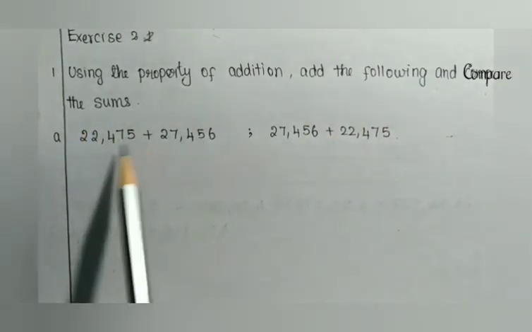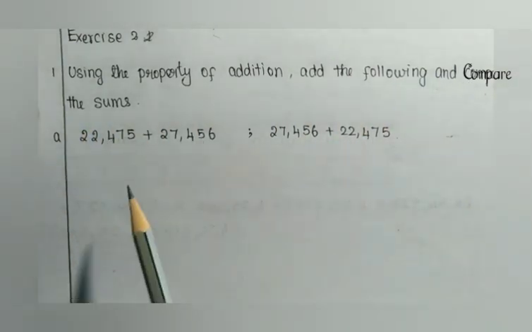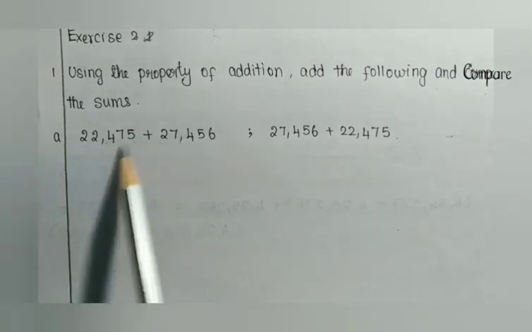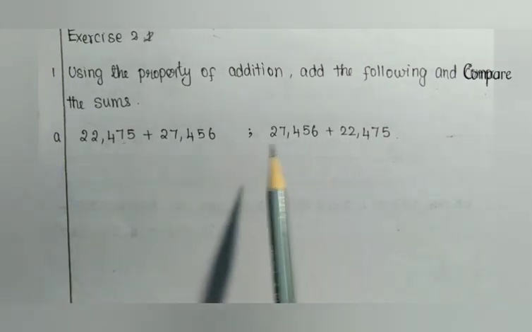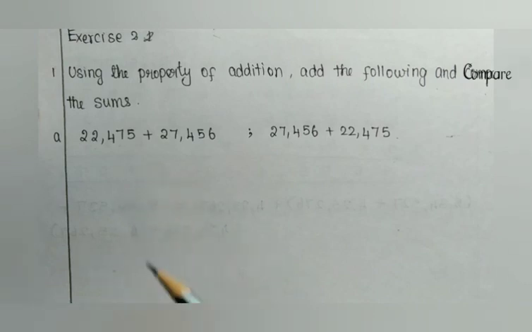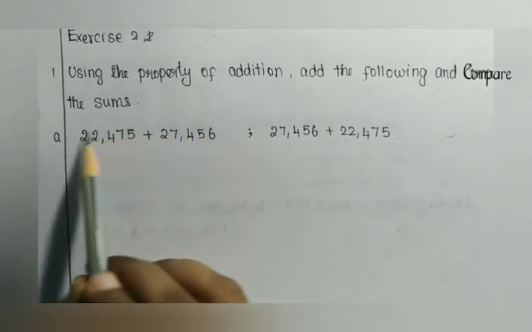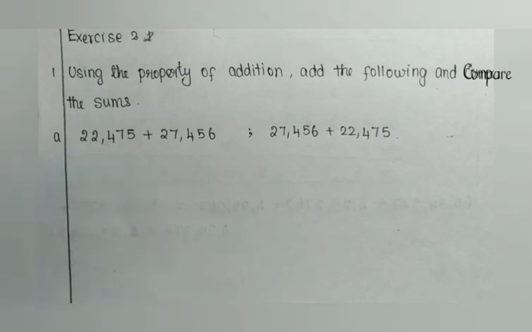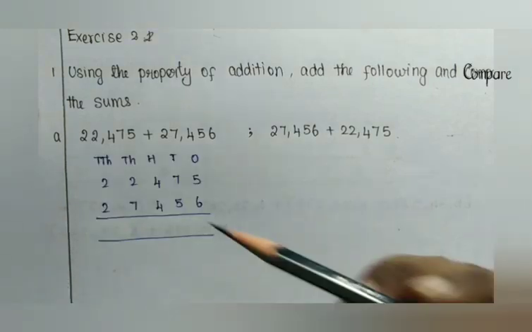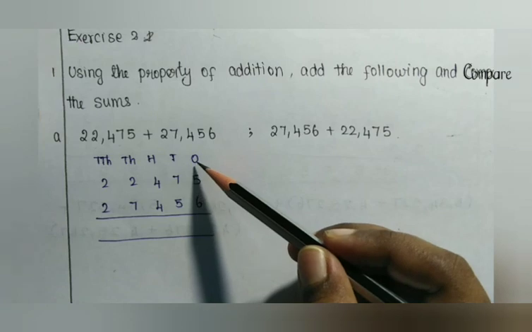So here we have two sums. They are nothing but two addends which are interchanged and written. We are just going to add them and check whether the answers are same. First, let's take this sum. Let's write them in column. Now let's add the numbers in ones position.